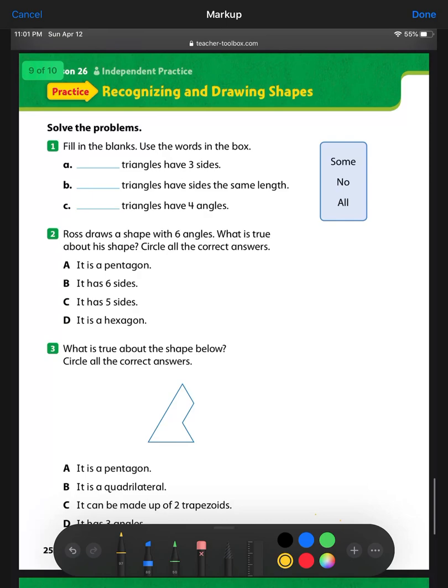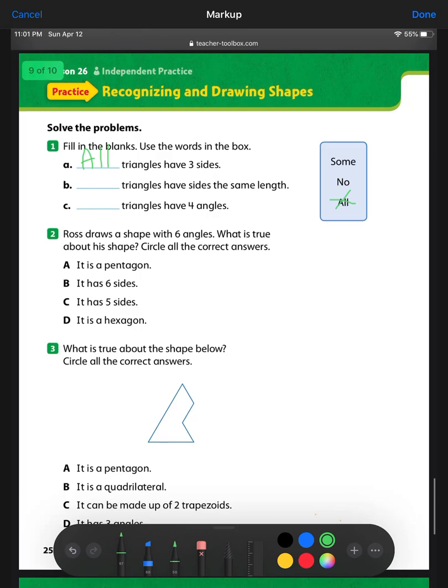All right, so A, triangles. Blank triangles have 3 sides. Some, no, or all. Some triangles have 3 sides. No triangles have 3 sides. Or all triangles have 3 sides. We know that all triangles have 3 sides. So we're going to write all in the blank and mark it off of our list. Okay?